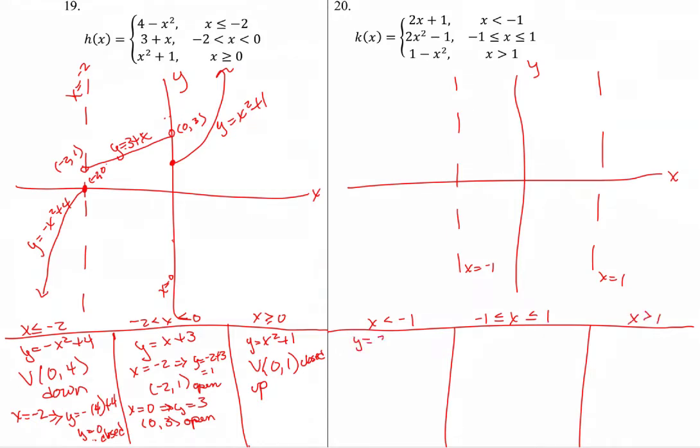Here I have y equals 2x plus 1. So if I let x equal -1, then y equals -2 plus 1, which is -1. So I have the point (-1, -1) with an open circle. Now I'm going to let x equal -2, then y equals -4 plus 1, which is -3. So that's (-2, -3), and that's going to be closed. So let's go ahead and graph that line. So I have (-1, -1).